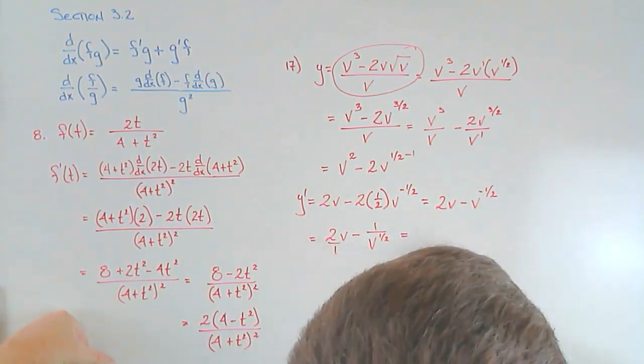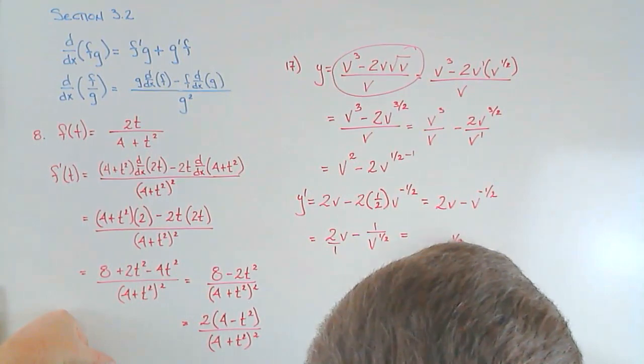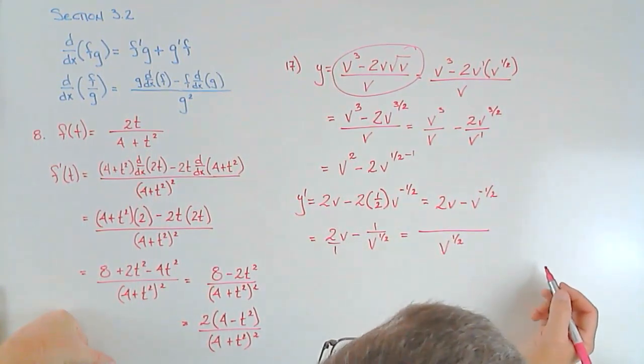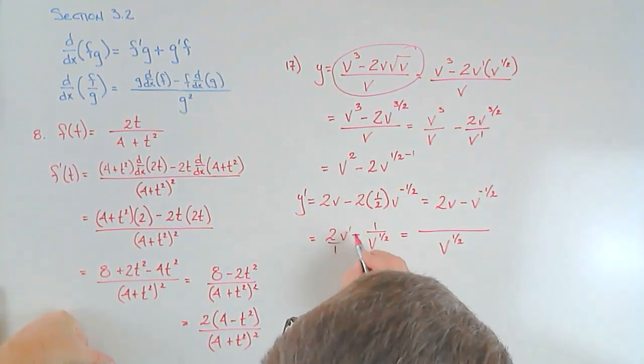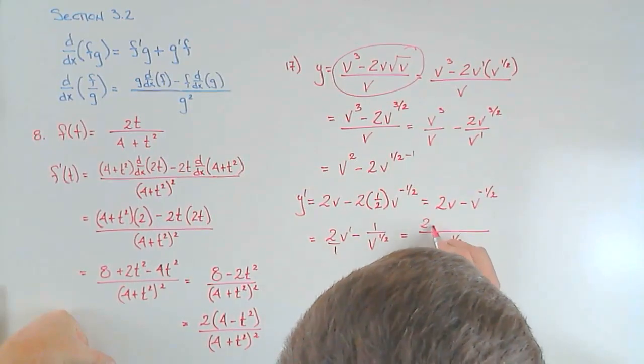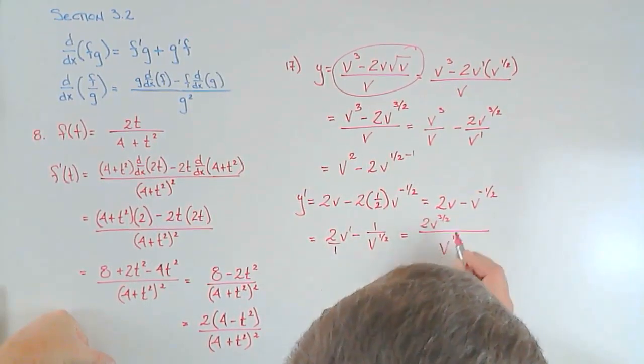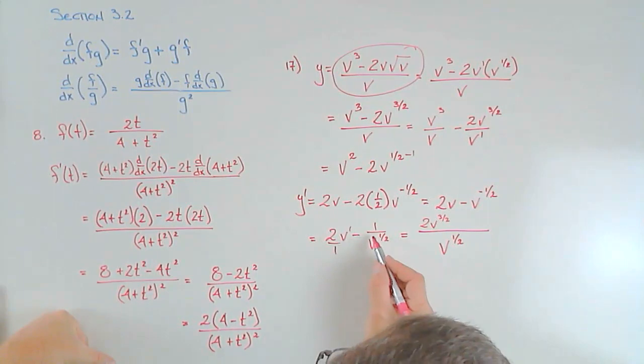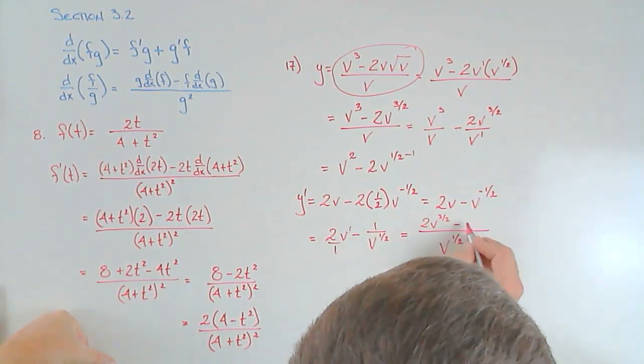This is 1, so our common denominator is going to be v to the 1/2. So this is going to be 2v to the first times v to the 1/2. That's going to be 2v to the 3/2. And this is going to be minus 1.